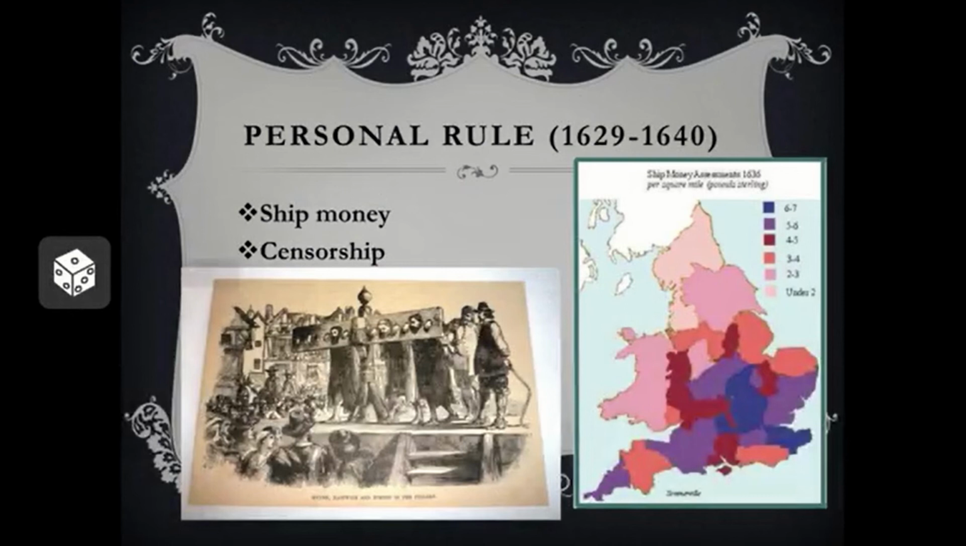Well, people are like, you can't do that. This is a new tax. This is illegal. He says, oh, no, it's not illegal. This is already in place. I'm just saying everybody has to pay it now, right? Everybody needs to protect England, not just the coastal cities. Well, people are not going to like that, and they refuse to pay it.